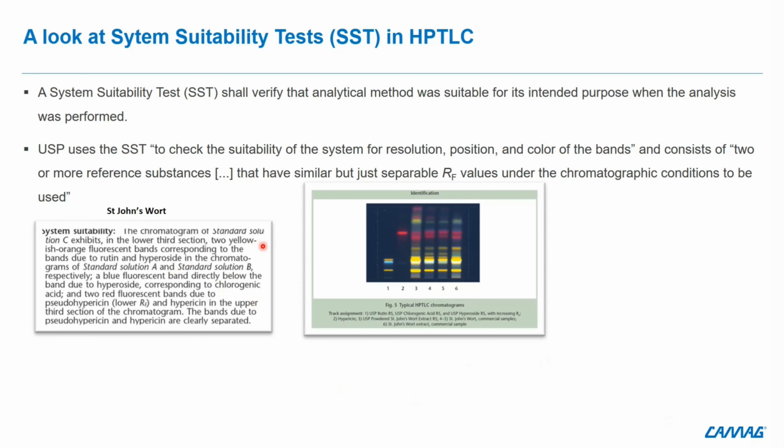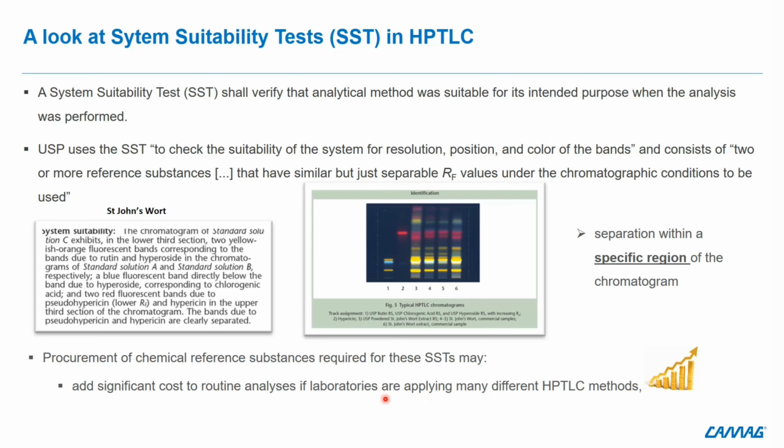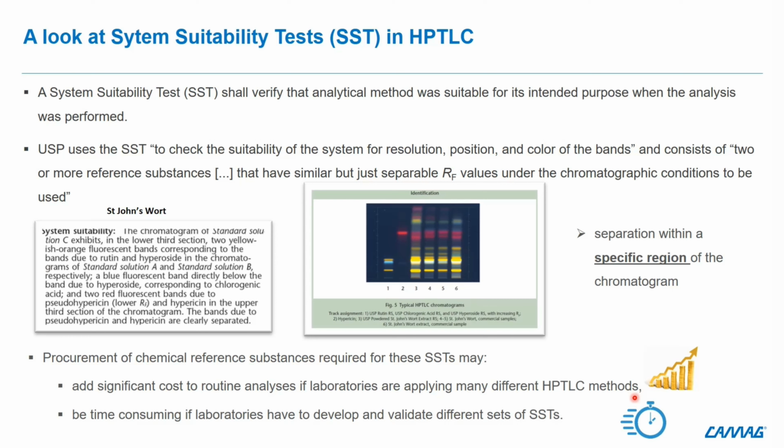Here is an example. So there is the SST with 2 barely separable substances. And it's just focusing on a specific region of the chromatogram. If they are seen as 2 zones, the SST is passed. Procurement of chemical reference substances required for these SST may add significant cost to routine analysis if laboratories are applying many different HPTLC methods. And they might be time-consuming if laboratories have to develop and validate different sets of SSTs.